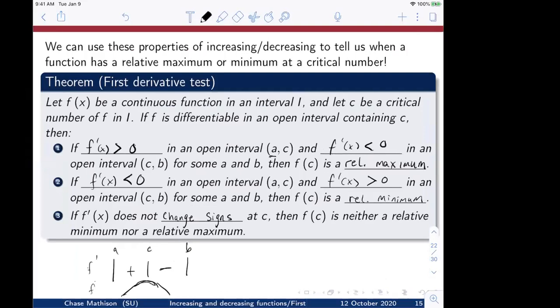So my advice to you is don't memorize all of this at all. Memorize what we've done before with the table. Because with the table, again, if you draw what f is doing underneath the table, you can see exactly what f has to do at the critical numbers, okay? So are there any questions about the first derivative test?